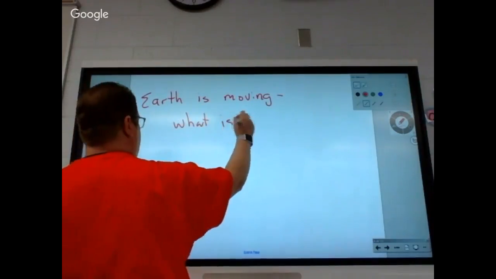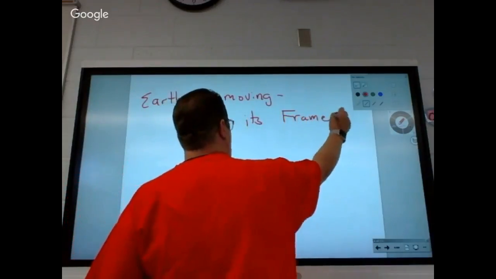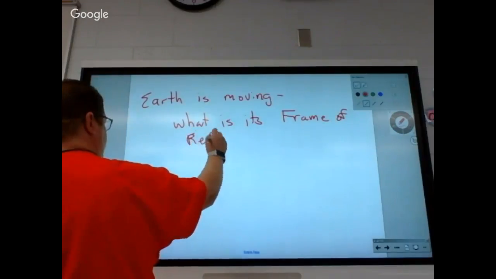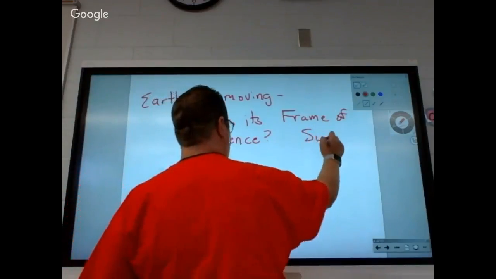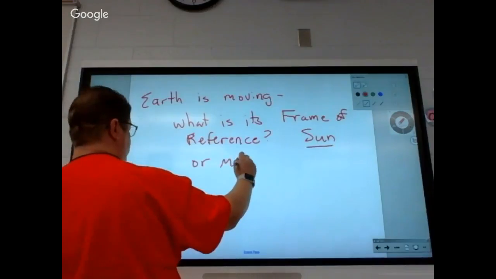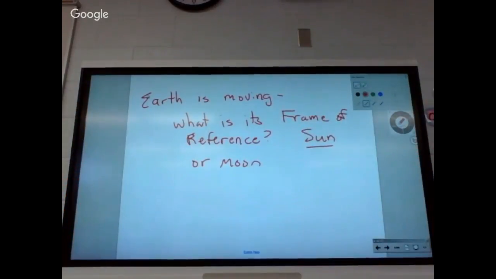What is its frame of reference? The sun. Yes. The moon. You can say the sun. You could even really say the moon, if the moon is out, because you can see either one of those. Questions about what a frame of reference is?